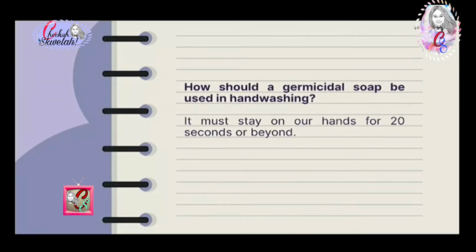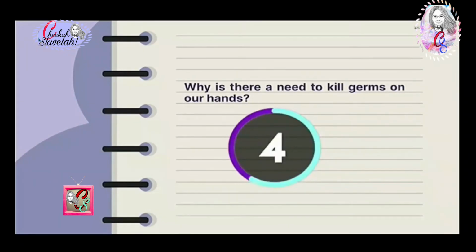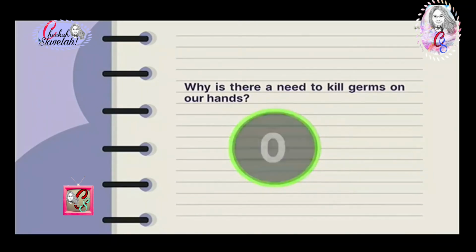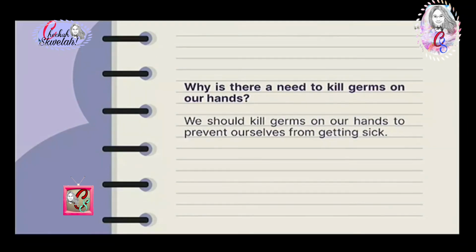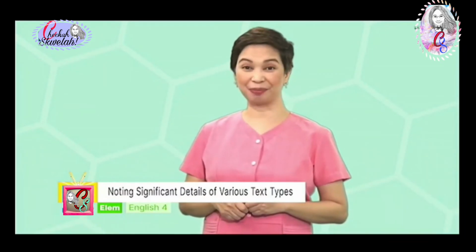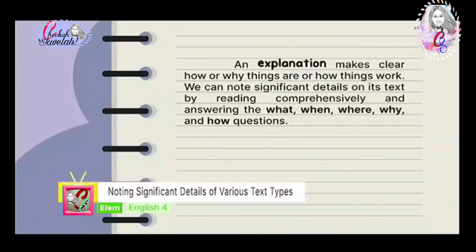Why is there a need to kill germs on our hands? If the reason that you're thinking of is in order for us not to get sick, marvelous. You really understood what you have read. Oh, what text type did we just finish? It was an explanation. An explanation makes clear how or why things are or how things work.